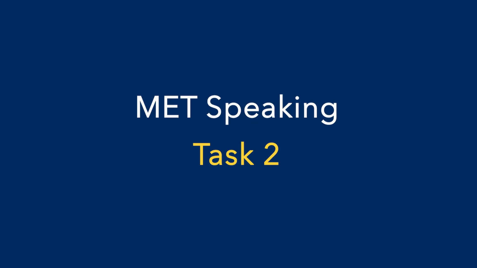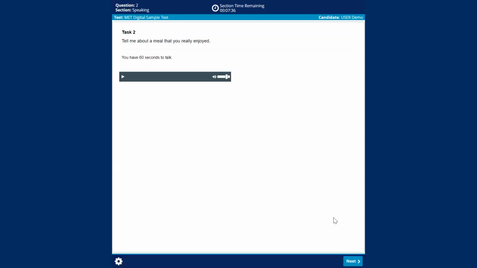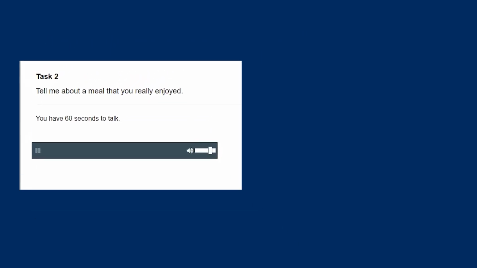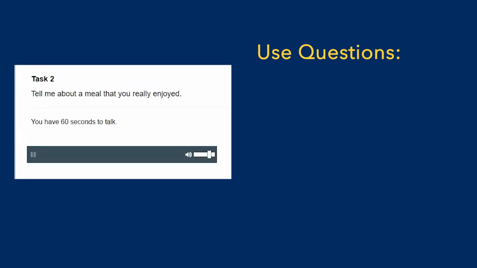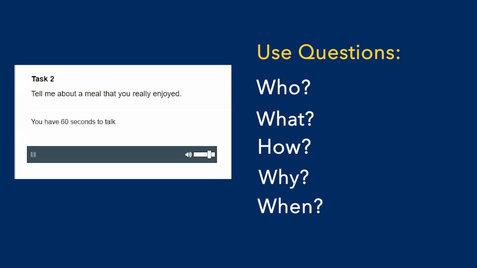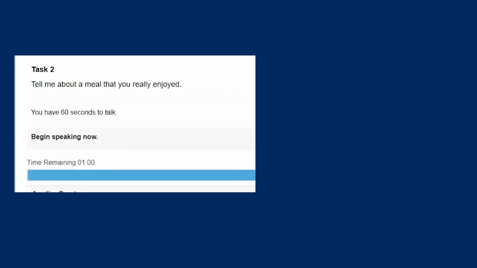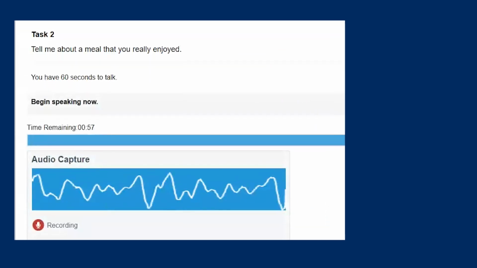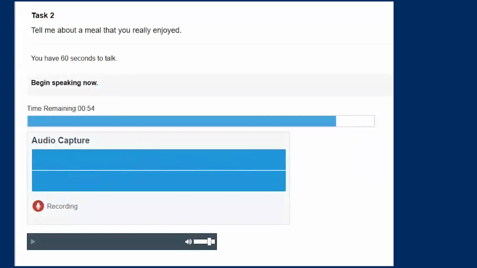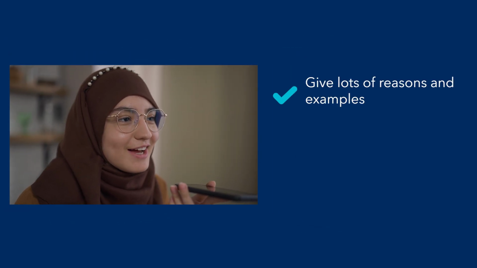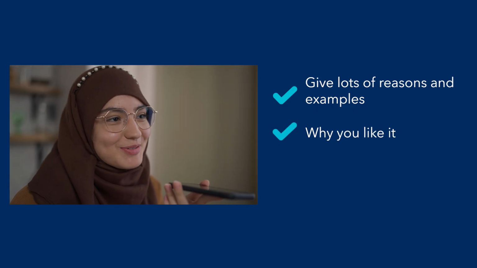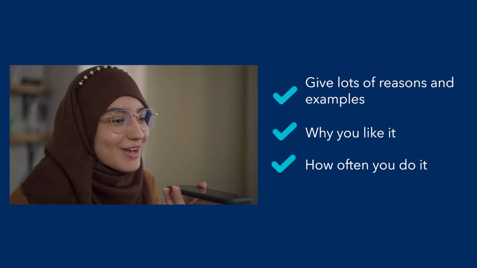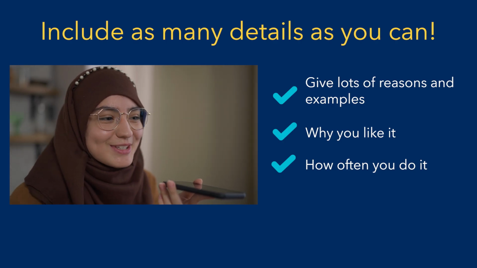In MET Speaking Task 2, you will describe an experience, habit, or preference that is related to the picture in Task 1 for 60 seconds. Use questions, who, what, how, why, when, to guide your responses and make sure you are giving lots of details. If you are asked about a past experience, use details and explanations to fully describe the situation and how you felt. If you are asked to talk about a habit or preference, give plenty of reasons and examples to support your ideas. For example, you can talk about why you like that activity or how often you do it. To get a higher score, include as many details as you can about the topic or experience.